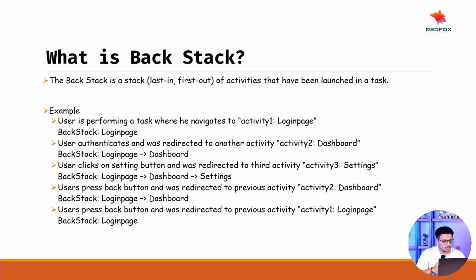Now when the user has authenticated and is redirected to activity 2, that is the dashboard, you can see in the backstack there is the login as well as the dashboard page. So in the history there are 2 pages saved. Now when the user is surfing the application and is redirected to another activity, that is the settings page, in the backstack there are right now 3 pages, or 3 activities: login page, dashboard and settings. So this is the history of what a user is performing, or what task he is performing.